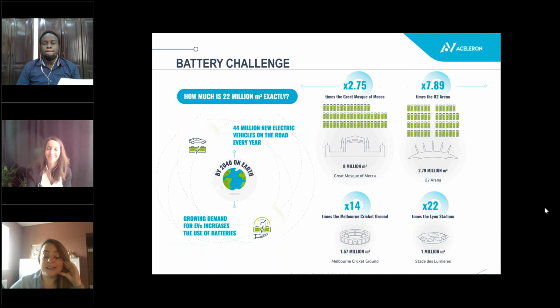As England are playing India in the cricket today, I'm going to use the Melbourne Cricket Ground as the example. At 1.5 million cubic meters, we'd need 14 of those cricket grounds to contain that waste. And that's literally only the EV waste, not considering the large amount of waste expected from home energy storage and other applications such as light mobility.